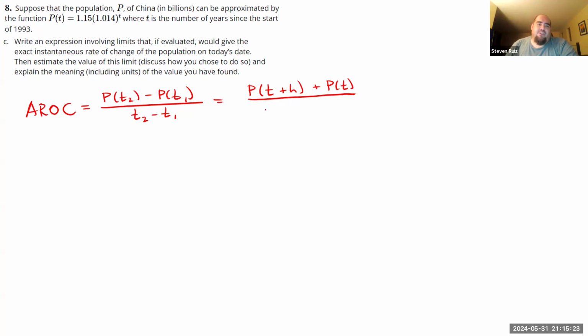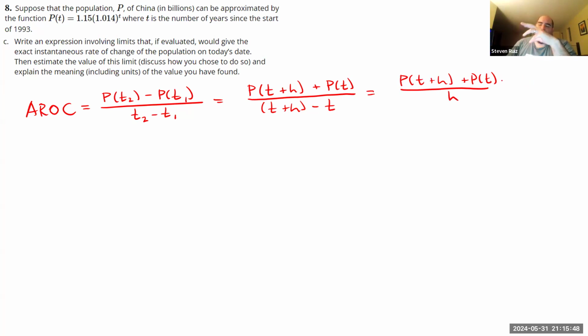And how do I calculate slope or average rate of change? I have to find out how far apart those two time values are. So t plus h minus t, that really just gives me this. The numerator is pretty much unchanged, but what happens to the denominator? That is simply h. So this is an average rate of change.